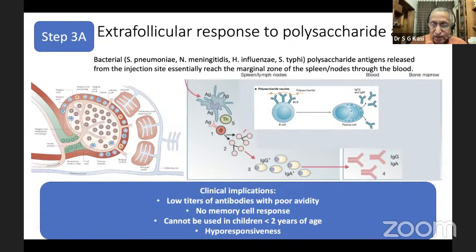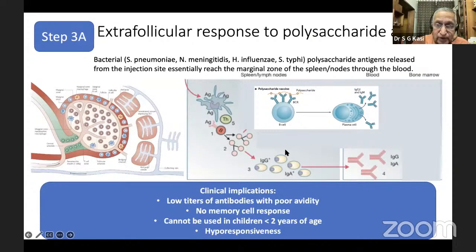So, polysaccharide vaccines: what are the clinical implications for us? Polysaccharide vaccines produce low titers of antibodies with poor avidity. They don't have a very strong affinity for the antigen. There is no memory cell response. Children below 2 years cannot use it because the entire immunological process occurs in the B cell zones of the liver and lymph nodes, and these are not well developed till the age of 2 years.